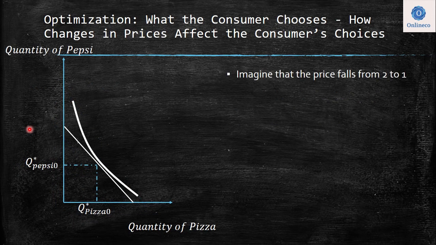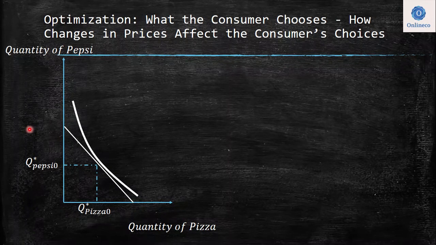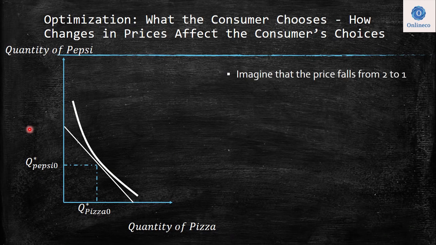Then imagine the other situation. We already moved the income. We already noticed that if it increases, it goes to the right with the same slope. If it decreases, it goes to the left. In the previous example, we represent that Pepsi consumption will decrease, but this is not all the time. It could be the case that it is a normal good, and then the Pepsi consumption will increase as well. So imagine that the price falls from 2 to 1. So remember that the price was $2 of Pepsi.